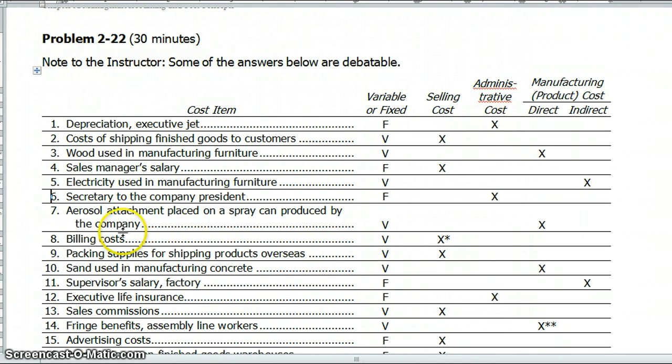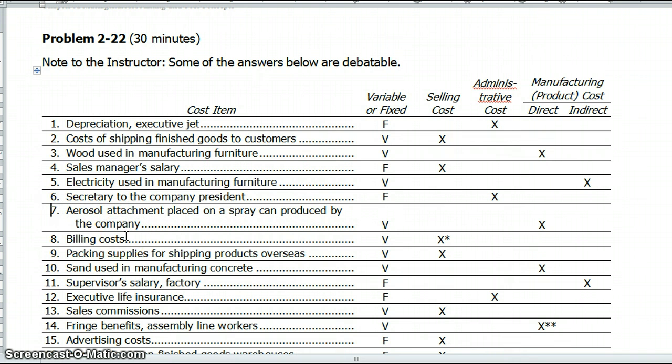Number six, secretary to the company president, is clearly an administrative cost, and it would be fixed. Once again, a secretary would most likely receive a salary. It would have been nice if they would have pointed that out, but the secretary's salary would be a fixed cost. No level of activity is going to change that.